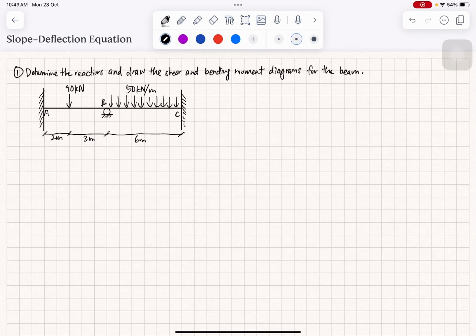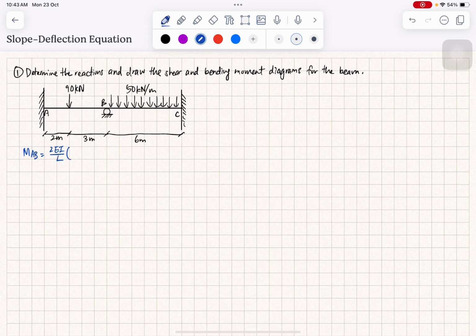Hello everyone, today we are discussing one example on slope deflection equation. So for example 1, let us determine directions and draw the shear and bending moment diagrams for the beam. Okay, so let us write down the equation for MAB using the slope deflection equation.